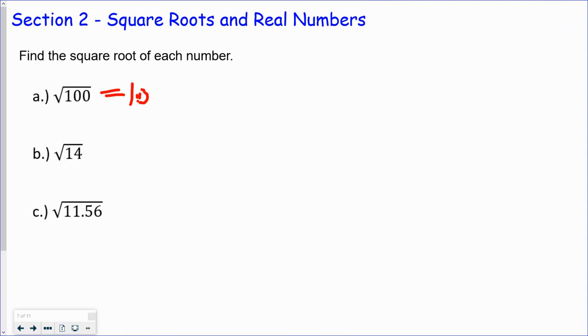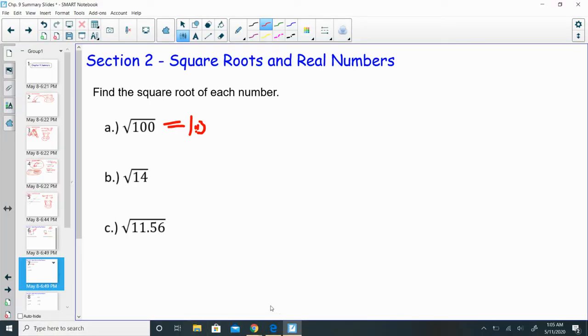Now, second one, and this is what caused a lot of problems on the quiz we just did. Okay, second one is square root of 14.